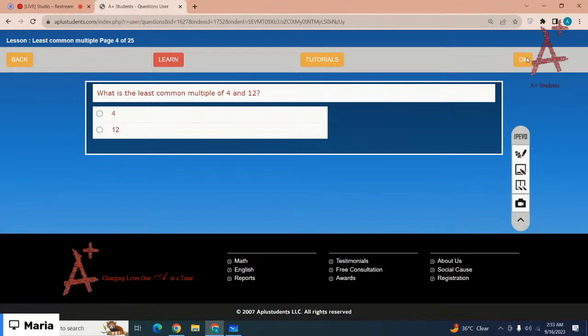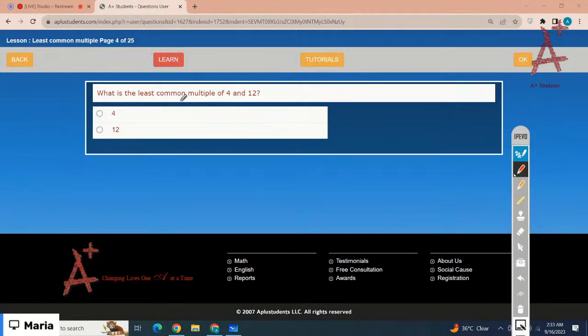Okay, what is the least common multiple of 4 and 12, right? So you're given two of the options, 4 and 12. Let's see if they both are divisible by 4. 4 divided by 4 is 1, yes. Then 12 divided by 4, 4 times 3 is 12, yes. 4 is the number that can divide both the numbers, right? That means the least common multiple of 4 and 12 is 4, right? The correct option is 4.